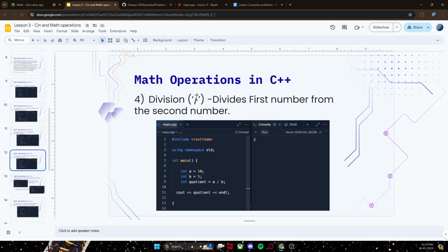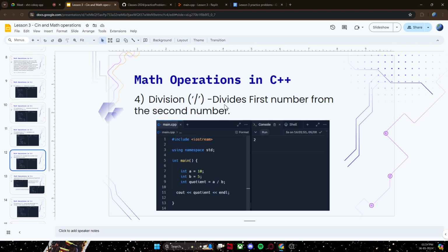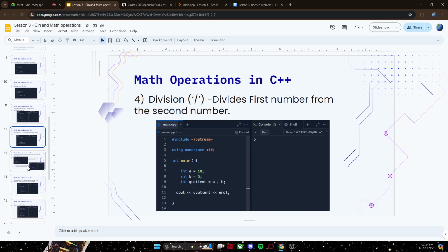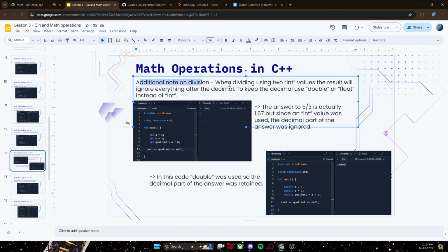Division. The operator for this is the slash symbol, and it divides the first number by the second number. So in this case, you get 10 divided by 5, which is 2. Now, a note on division. When you're dividing using two int values, the result will always ignore everything after the decimal, because that's how int values work. They cannot support decimals.